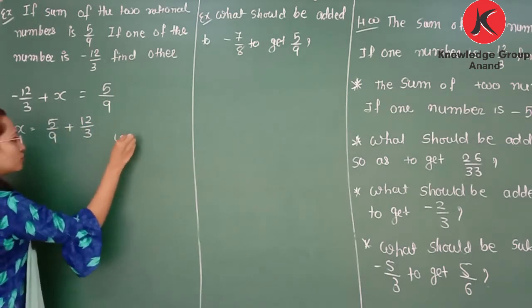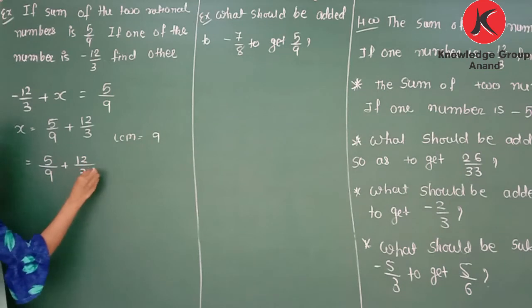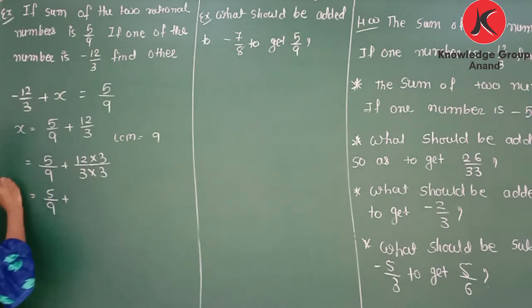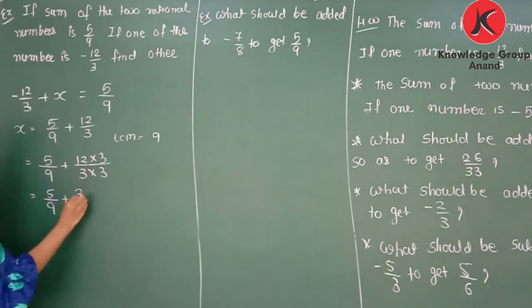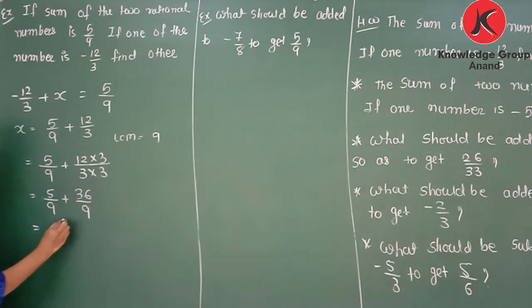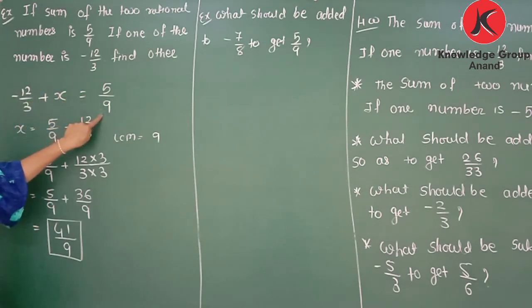Now the LCM of 9 and 3 is 9. So here 5 by 9 as it is. 12 by 3 is multiplied with 3 and 3 in the numerator and denominator. So 5 by 9 plus 36 by 9. Now add the numbers, 5 plus 36, that is 41 by 9. So this will be our answer. What number should we add? If we add 41 by 9 and minus 12 by 3, we get 5 by 9.